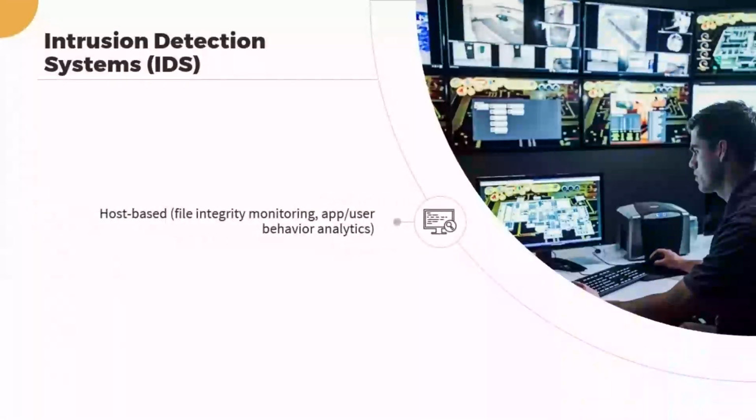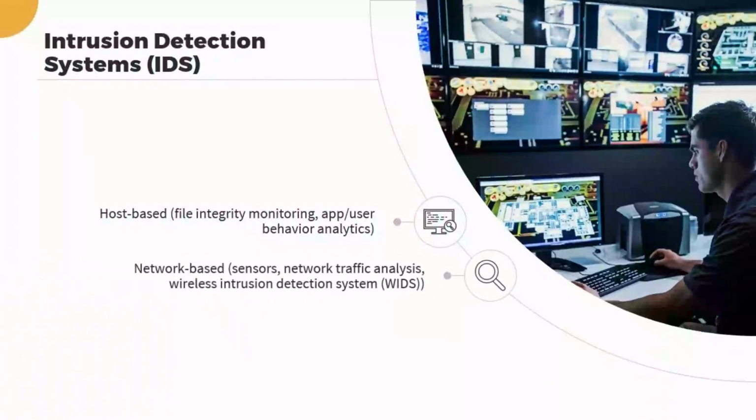So an intrusion detection system, or an IDS, can be host-based, where it can do file integrity monitoring and user behavior analytics to identify something that might look suspicious. Network-based intrusion detection systems would include sensors, which come in the form of software or specialized hardware appliances that need to be placed in the right place on the network to see the appropriate traffic flow. So there would be network traffic analysis, maybe even a wireless intrusion detection system, or a WIDS solution. So an IDS, based on host and network monitoring, can detect security incidents, log, alert, and notify.